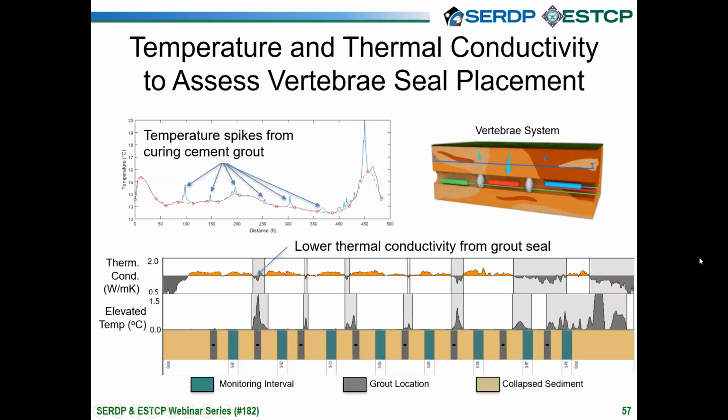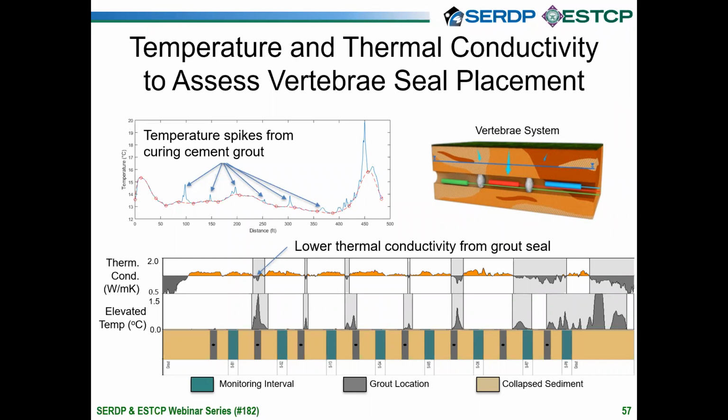Another important objective of this demonstration was to assess the placement of the grout seals between each of the well screens. As I mentioned, the well is installed with tremie pipes located between each of the well screens, and the grout is pumped into the tremie pipes to create a seal between the screens. This is shown on the lower part of the lower figure, where the green bars represent the screens or monitoring intervals, and the gray bars and dots represent the planned grout intervals and the tremie pipe locations. And the tan zone is where we anticipated formation collapse on the well.